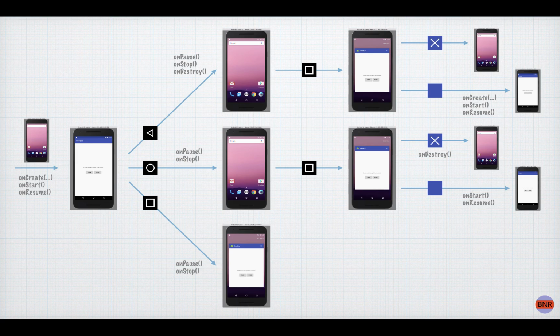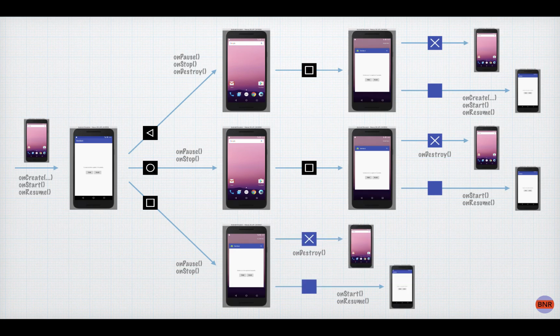Finally, let's look at what happens when we hit the Overview button from the running GeoQuiz application. This is similar to hitting the Home button. The GeoQuiz application is stopped but not destroyed. It remains in memory. And because it remains in memory, we see something similar to what we just saw. When we delete it, the onDestroy method is called. When we bring it to the foreground, the onStart and onResume methods are called.